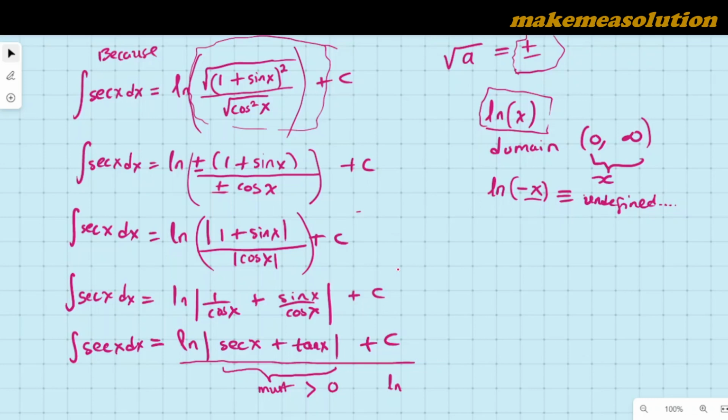You can check up, I believe you've done domain and range before, so you should try to check up the meaning of domain and range, so that you can learn the domain of various functions. Learning the domain of various functions will help you understand more why we had to express this formally in this particular form. I hope this video has helped you again. So this is it about the proof of the integral of sec x with respect to x.